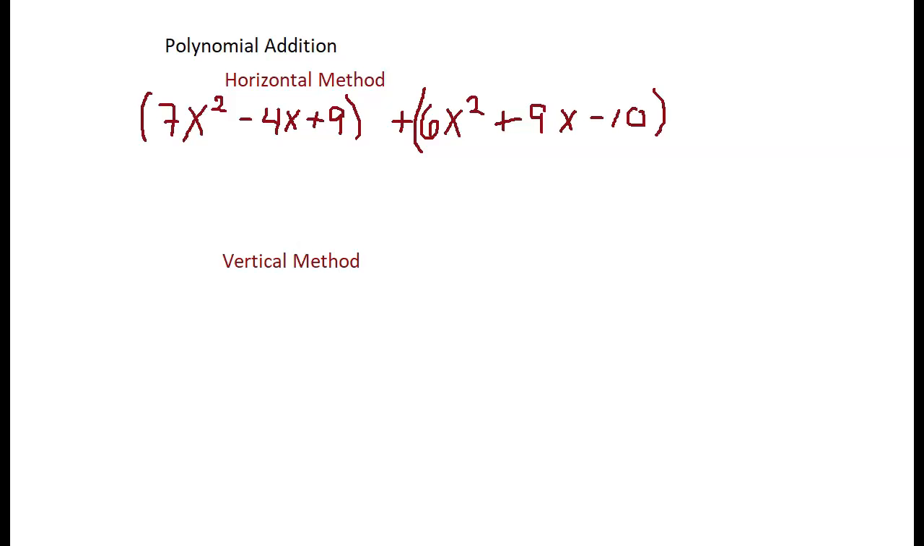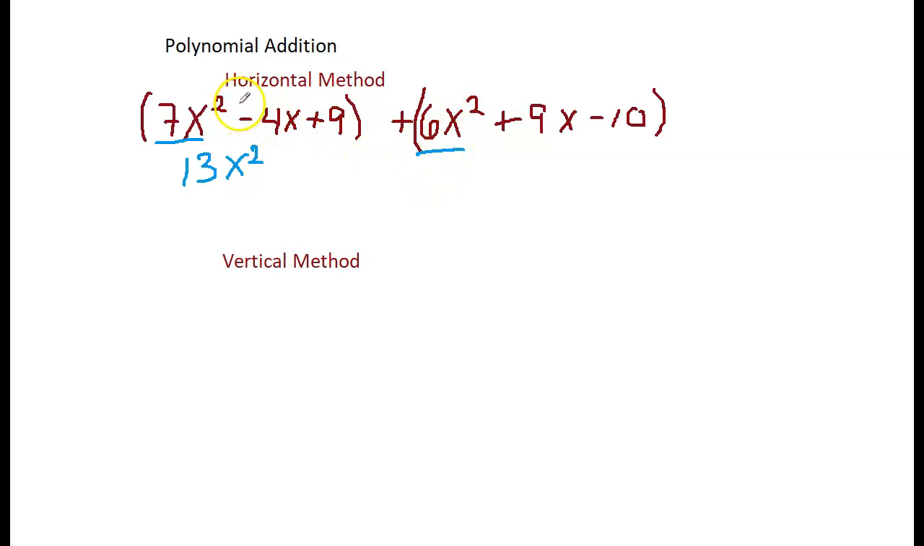Alright, now the first method I'm going to show you is a horizontal method. Right now my problem is written out, and all I do is I just look across horizontally the whole problem and I find like terms. So like terms with the 7x squared in this set of parentheses is 6x squared in the other. So I take 6x squared and 7x squared and I add them together. So I end up with 13x squared. I just add the 7 plus the 6 and the x squared comes along for the ride.